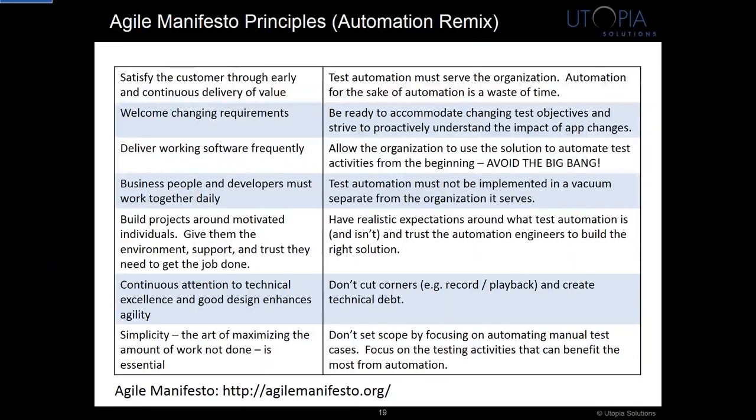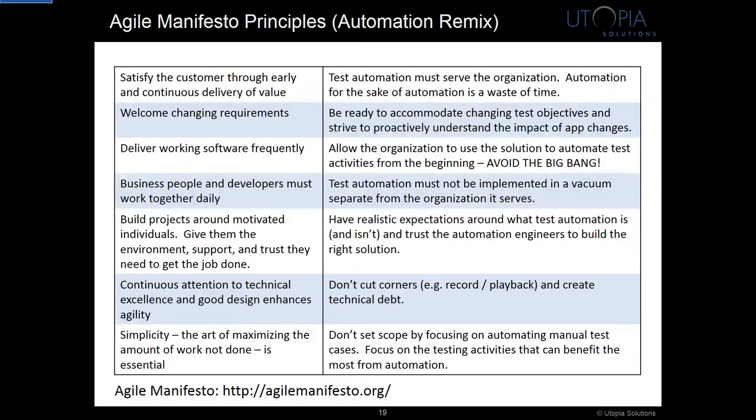Next, build projects around motivated individuals and give them the environment, support, and trust they need to get the job done. From automation, that means have realistic expectations around what test automation is and, of course, what it isn't, and then trust the automation team to build the right solution based on the requirements that you give them.